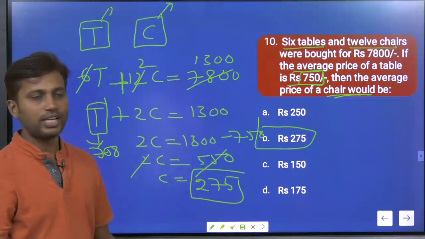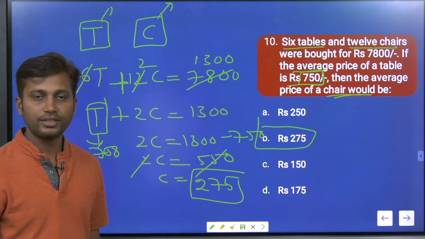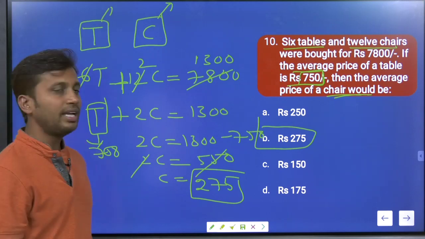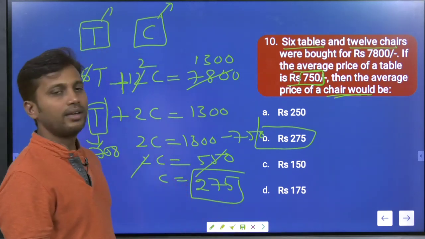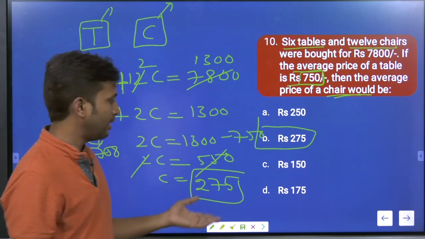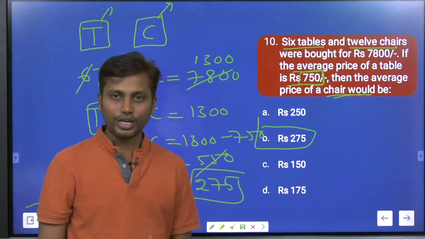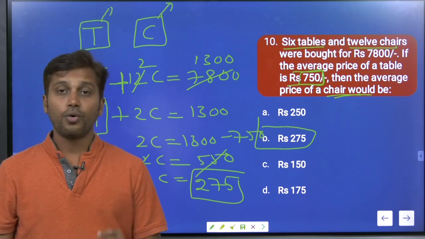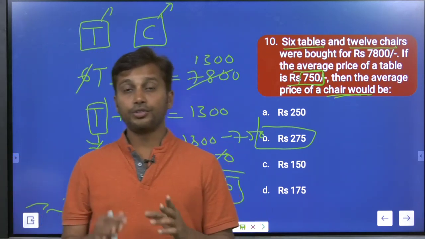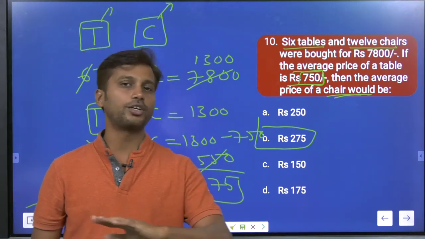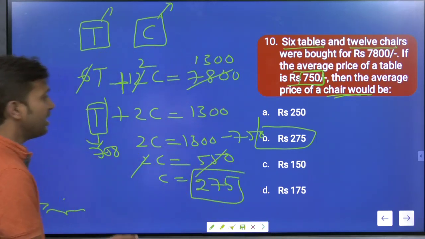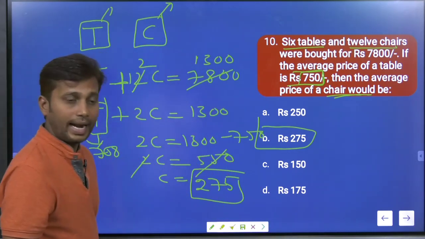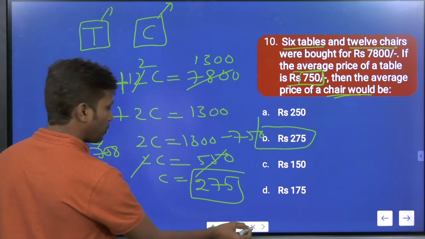Just substitute the value of a table, which is 550, which is 750, and after solving that, we obtain the price of each chair. The average price of each chair is 275. Got it? So see this, guys, you only need spontaneity and speed calculation, or else you can't solve them. Got it? So now see this, guys, here this is the solution of this. And next, let us move on to the next question.